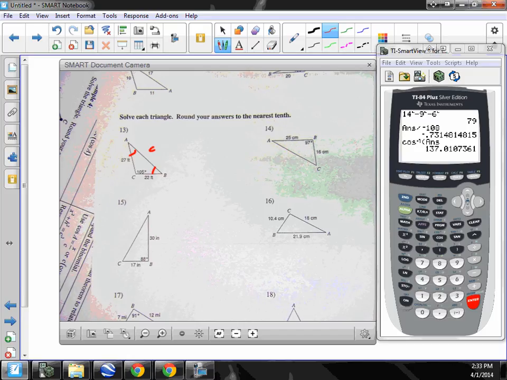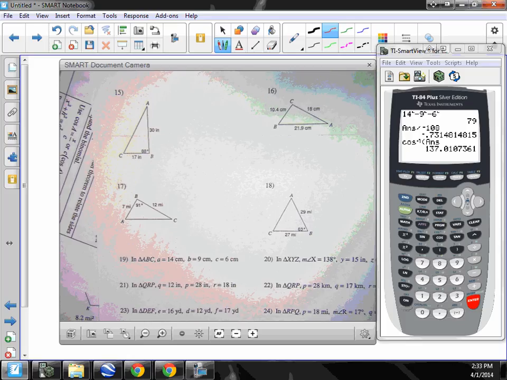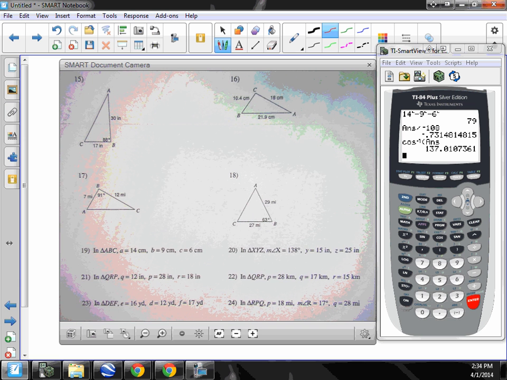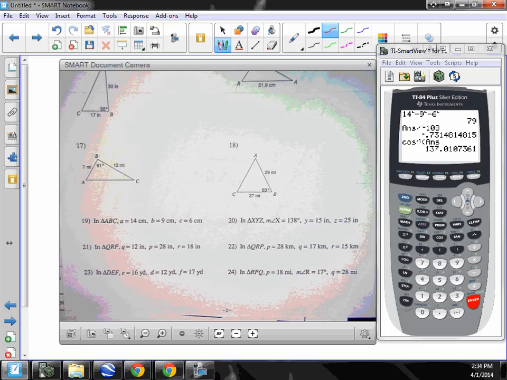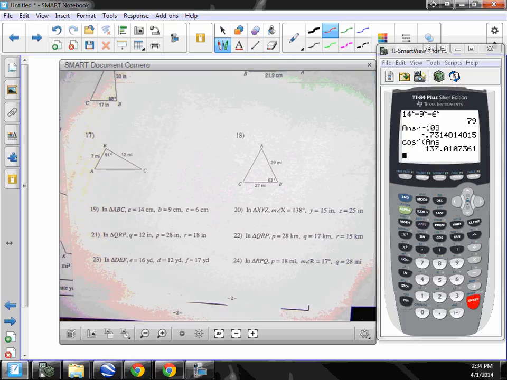Are there any problems where you have to use the law of cosines? 16 would be one of them. Any others? What about 19? 19 is yes, how come? It doesn't give you an angle. 22 has no angle. 21 has no angle. And so on. So I don't care what method you use. Side angle side isn't too bad, but only use the law of cosines for an angle if you have side, side, side, and nothing else.